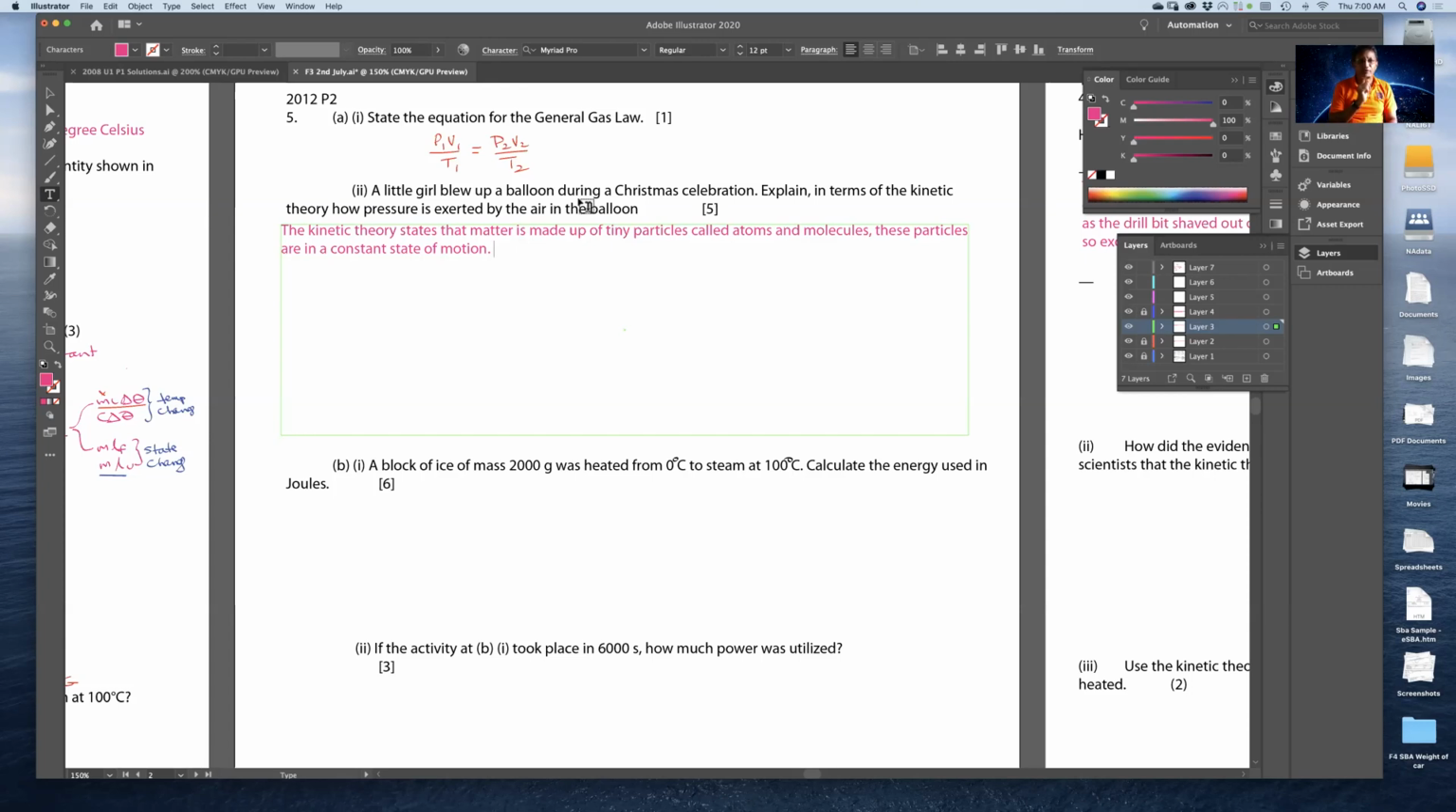So the kinetic theory of matter says that matter is made up of tiny particles, and these particles are in constant motion. When these molecules collide with an object, a wall or whatever, or in this case with the walls of the balloon, they exert forces.